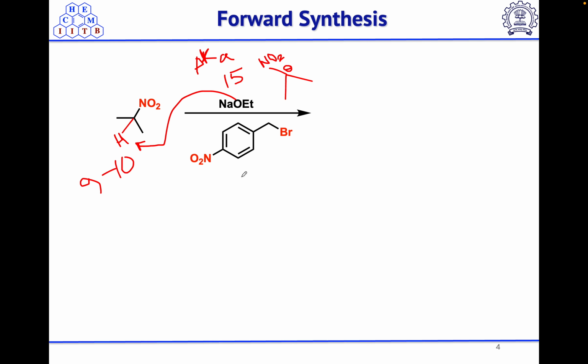So with whom will it react? You need some electrophile around it, so that it can react. So what will be the electrophile here? 4-nitrobenzyl bromide. So now this benzylic position is electrophilic, and you have bromide as the leaving group in your substrate. So it will undergo nucleophilic substitution at the benzylic position.